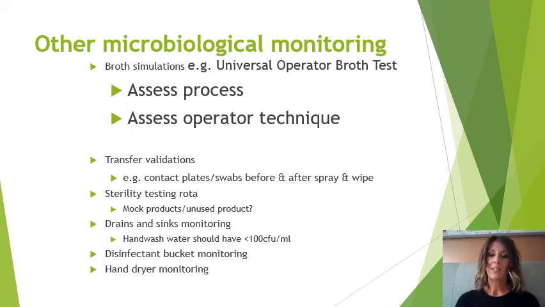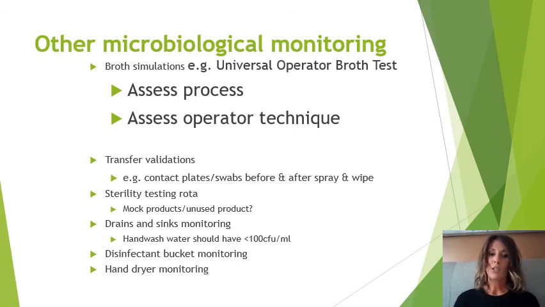We need to monitor our drains and sinks. So any drains and sinks used, we shouldn't have any water sources in our clean room directly, but things for hand washing, etc., or equipment cleaning outside of the clean room, we should monitor those to make sure they are of a level that is acceptable. You don't want to be washing your hands prior to going into the clean room with water that is highly contaminated, because it actually increases the risk that you're then going to transfer contamination into that clean room. So we have a limit of less than 100 colony forming units per mil in hand wash water.